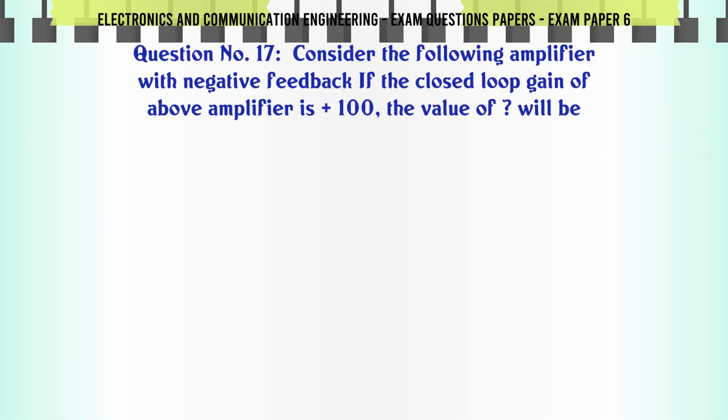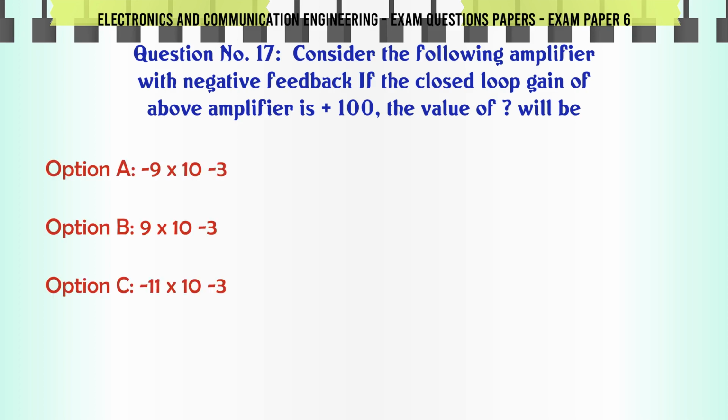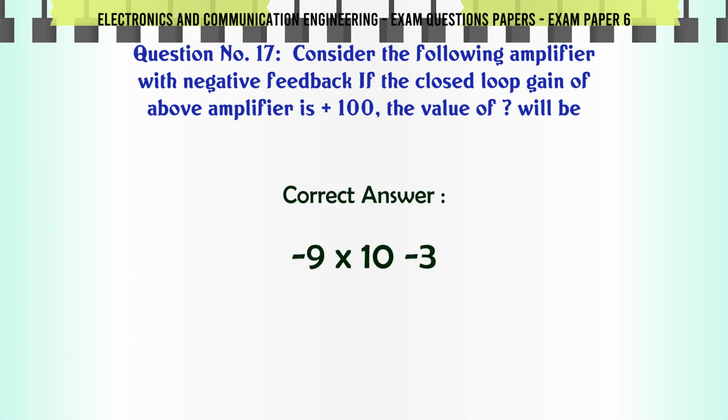Consider the following amplifier with negative feedback. If the closed loop gain of the above amplifier is 100, the value of β will be: A. 9×10^-3. B. 9×10^-3. C. 11×10^-3. D. 11×10^-3. The correct answer is 9×10^-3.